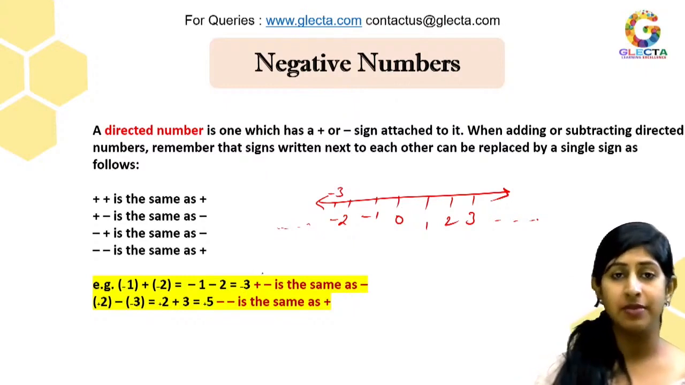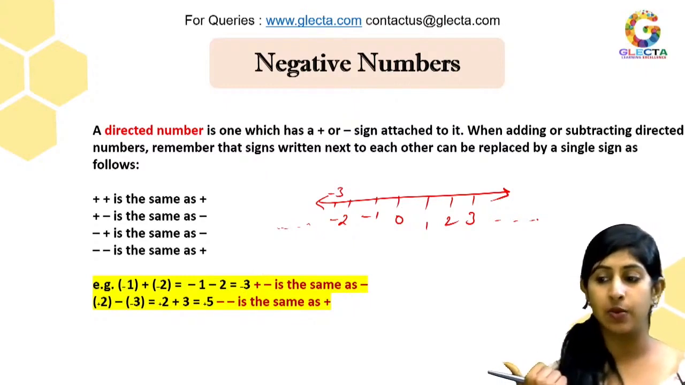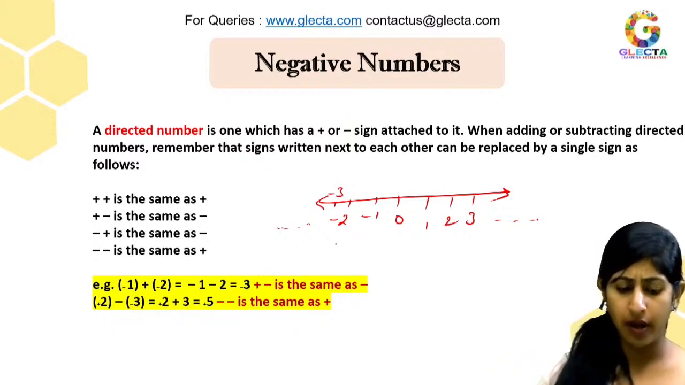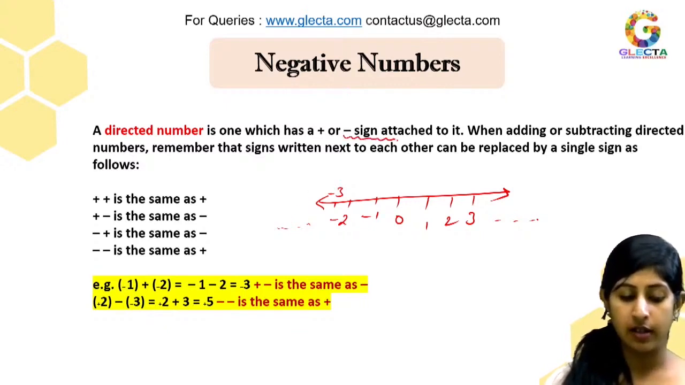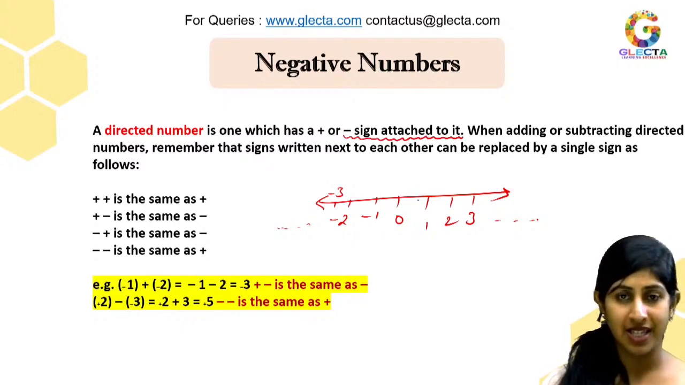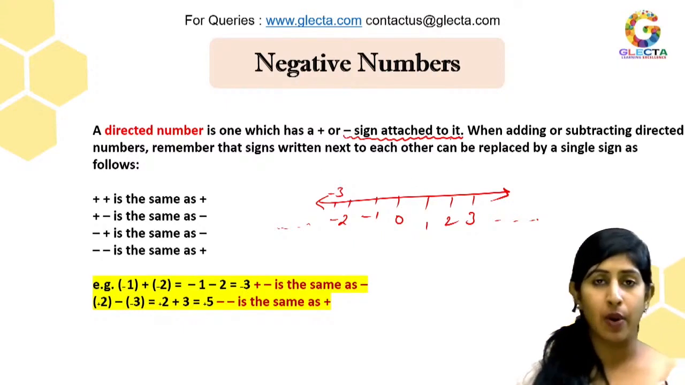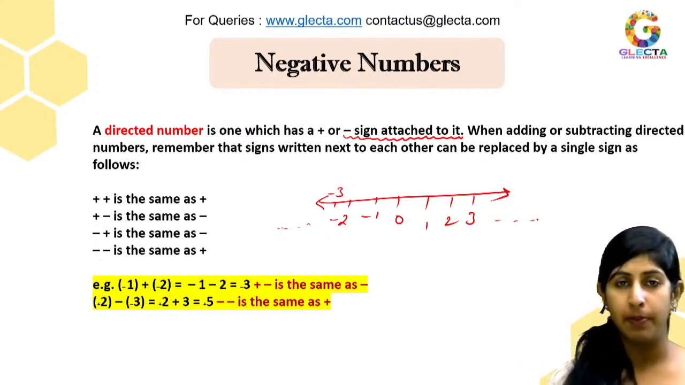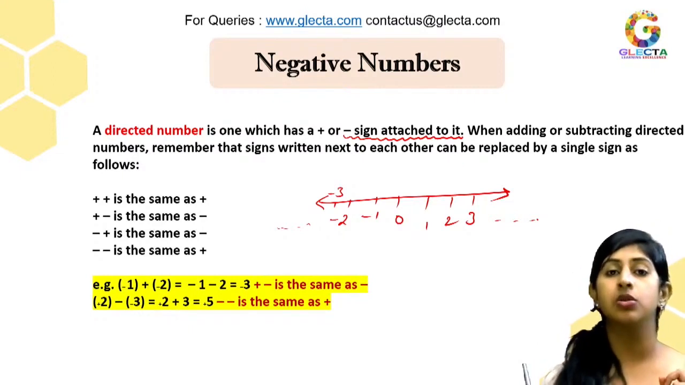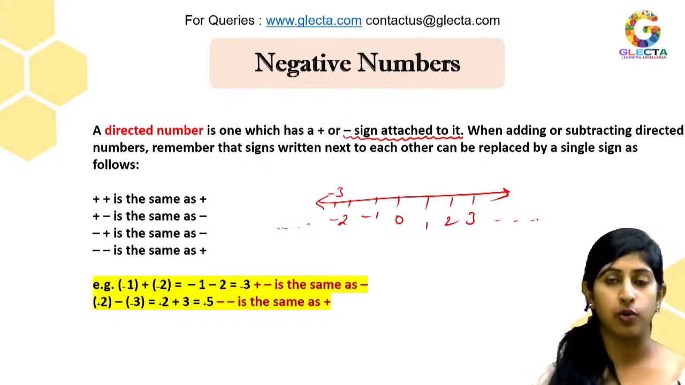So my counting from 0 goes both ways, to the right as well as to the left. Now when I'm talking about a negative sign, a negative number has a minus sign attached to it. I'm just underlining the key facts over here. And whenever we are adding, subtracting, multiplying or dividing by negative numbers, there are certain rules that need to be followed.